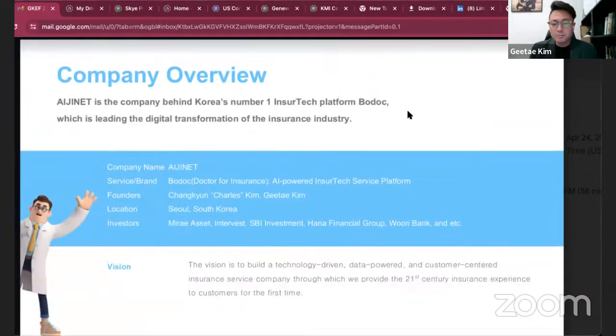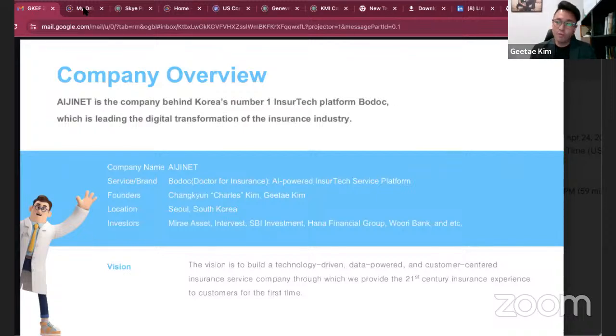To give you the company overview, I'm the founder of AgentNet, and AgentNet is the company behind Korea's number one insurtech platform called Bodak. We are basically leading the digital transformation of the insurance industry. We are based in Seoul, and we have 7 other locations in Korea. We've been backed by some of the most prominent venture investors, VCs, and other financial institutions such as Mirae Asset, Intervest, SBI Investment, Hana Financial Group, Woori Bank, among many others.